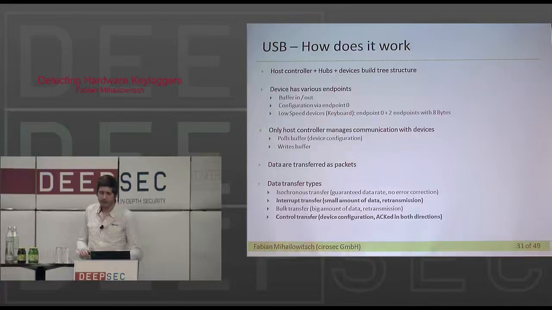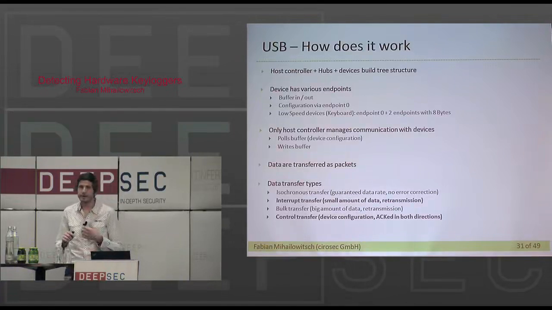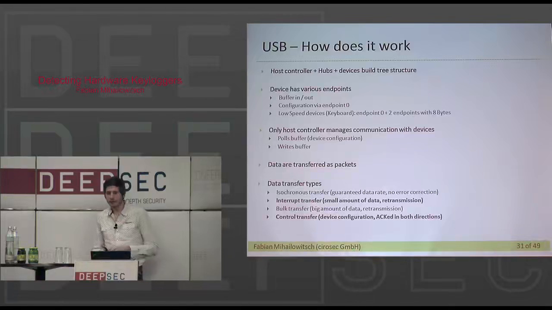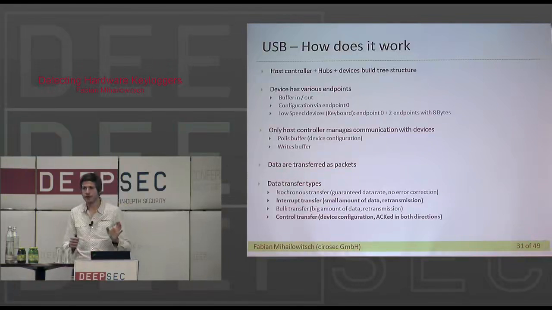Interrupt transfer is used once a key is pressed and it is sent to the system. They are used for a small amount of data, and retransmission is supported by USB. Once a packet is lost or anything happened, it is retransmitted 3 times. And then you have the control transfer, which is used to set or get the device configuration. And the cool thing about it, we will see later, is it is acknowledged in both directions.